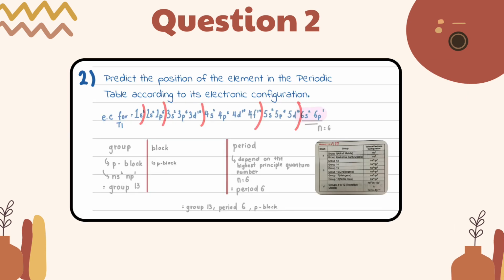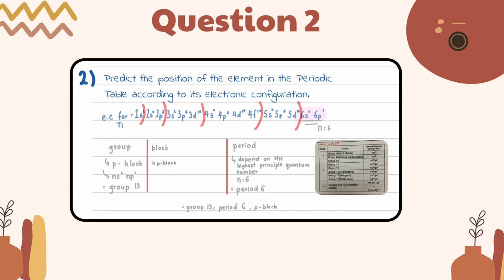For question 2, you need the electronic configuration of your element to determine its position. We already did that in question 1. To determine the group, you can refer to the table on the right side. We know that from the EC we have ns2 and np1 for thallium. That means thallium is in group 13.